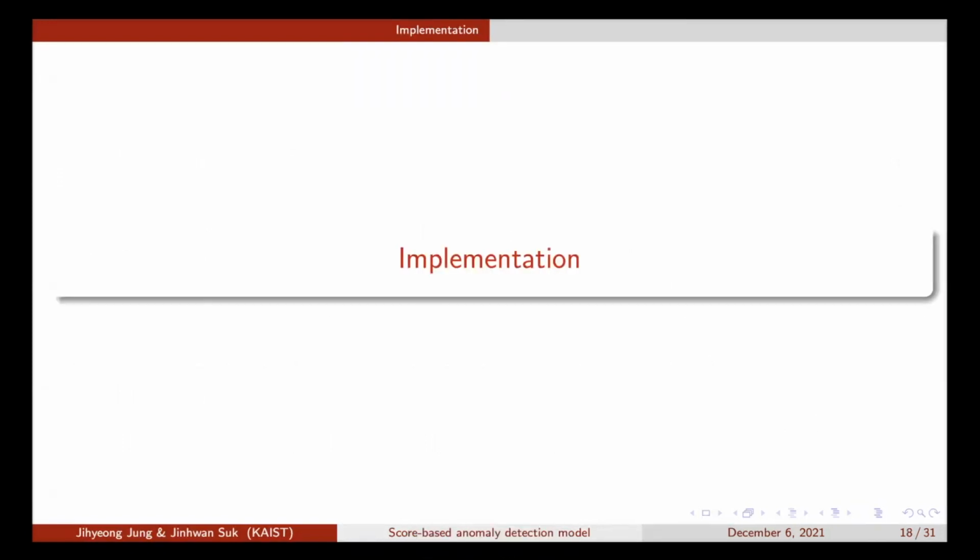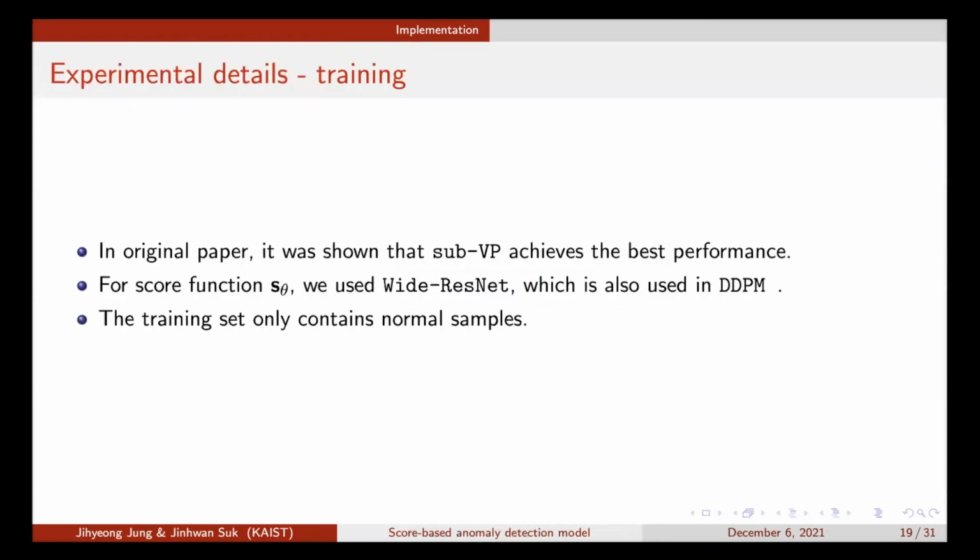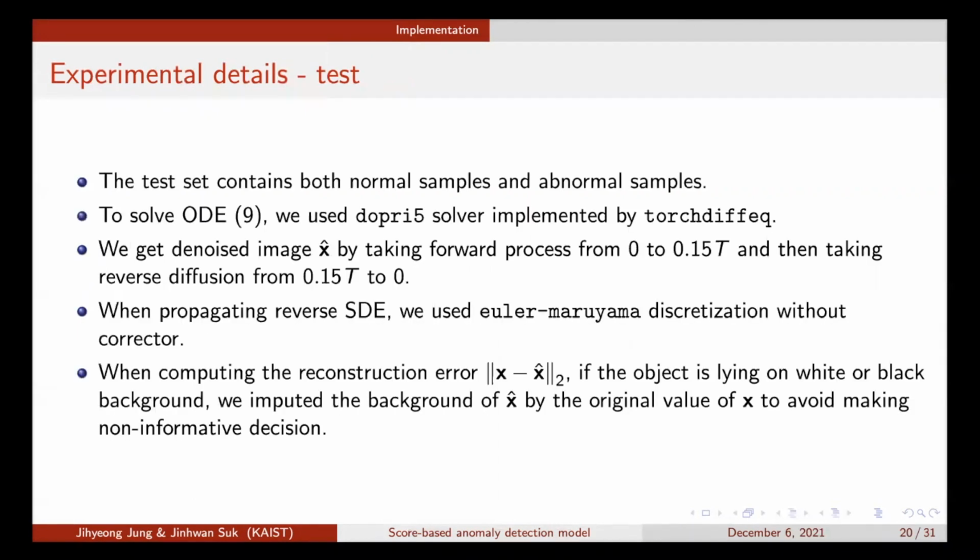Now we'll introduce how we implemented our method. For training, we used the sub-VP SDE for the forward process. It showed the best performance in the original paper. For the score function, we used the wide ResNet, the backbone of PixelCNN. It is also used in DDPM. We only used normal samples for training. For the test process, the test set contains both normal and anomalous samples. We used the ODE integrator implemented in a PyTorch library.